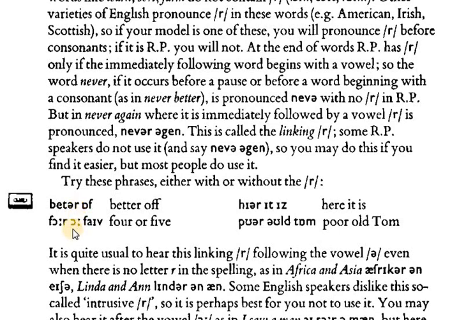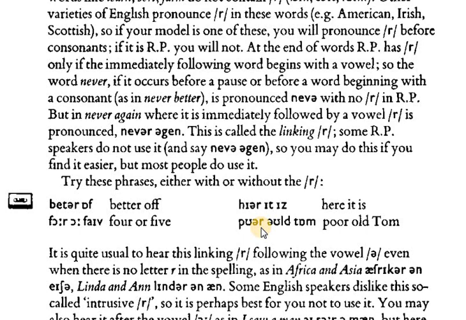For 405. 405. Again, I have linking ra. Here it is. المفروض here it is. Poor old Tom. Here again I have linking ra.